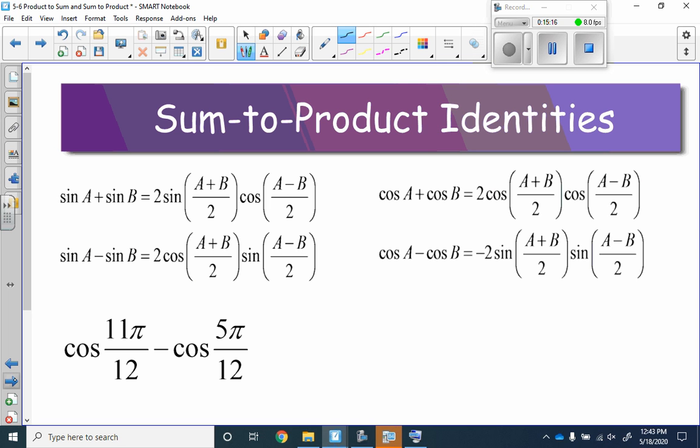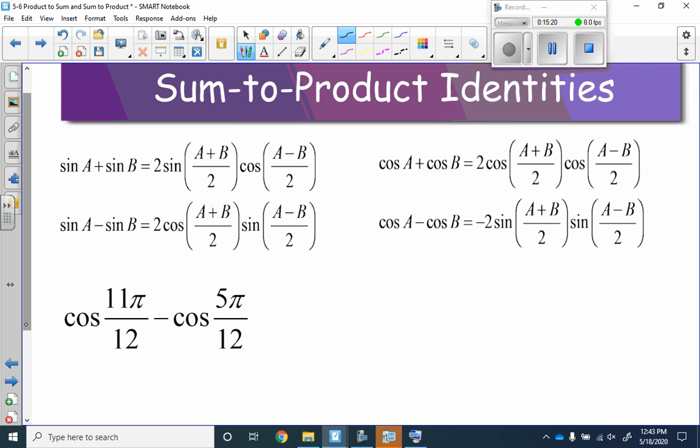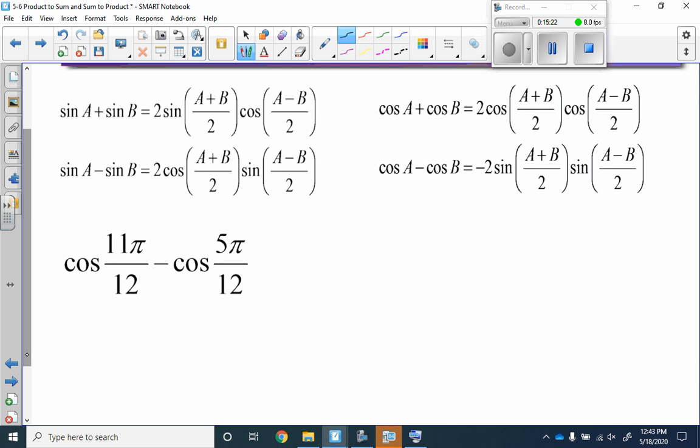Let's take a look at the next one here. And we are trying to evaluate with radians this time. So try and see if you can pause it and simplify it on your own.